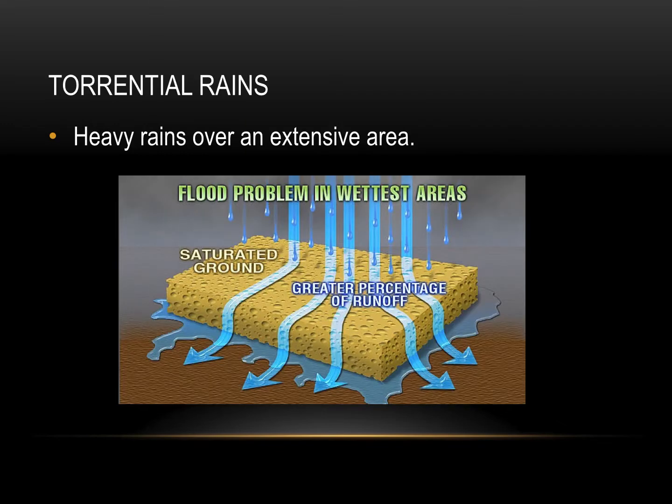Flash flooding also occurs because of tropical storms that deposit torrential rains over an extensive area. Because torrential rains are produced by tropical storms, they are typically fed by warm and humid air. In the image, you can see that torrential rains from these storms quickly saturate the soil, which leads to runoff that then raises the water levels in creeks and rivers, leading to flash flooding.